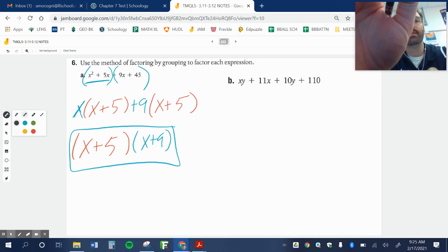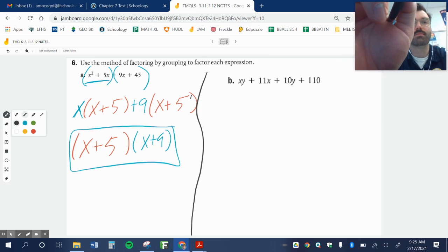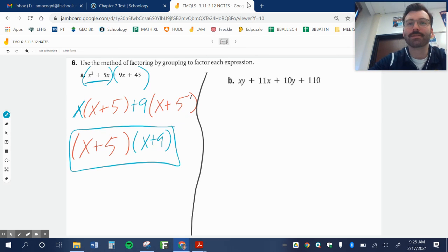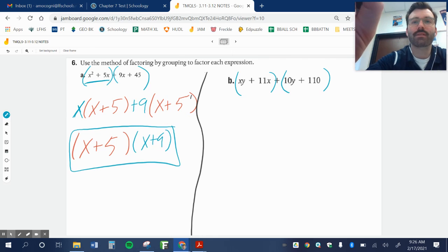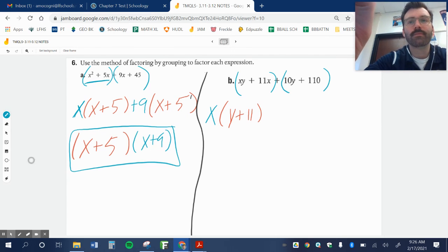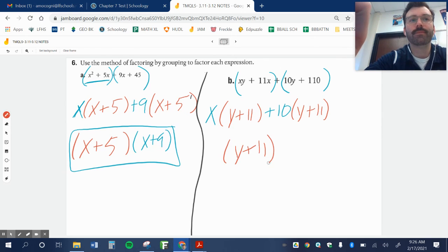like I said, that wasn't too bad. I just wait till we get to split the middle term. All right, let's look here. Group the first 2, group the second 2. If I group the first 2, the GCF between xy and 11x is just x. And what's left over, I have y plus 11. For 10y and 110, well, it's 10. And what's left over is y plus 11. Well, you can see y plus 11 appears twice, so we won. And then I'm left over with x plus 10.